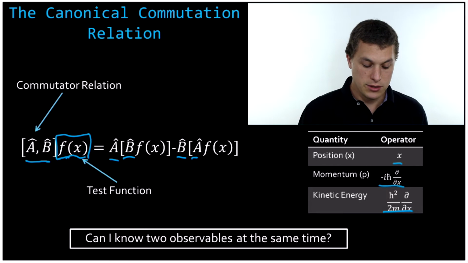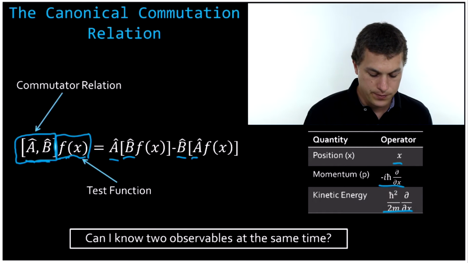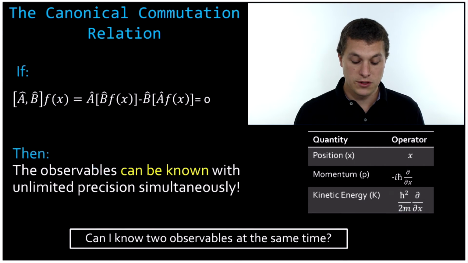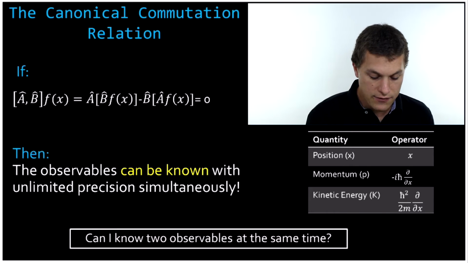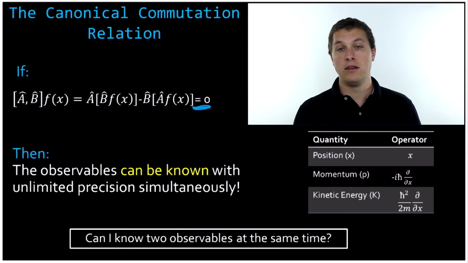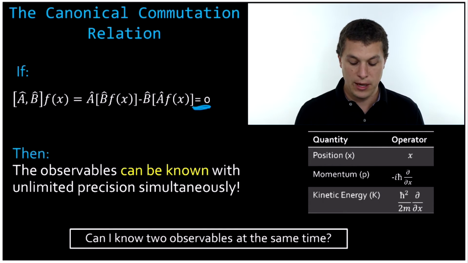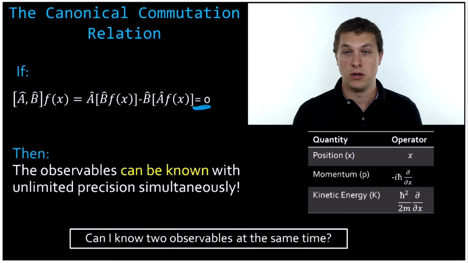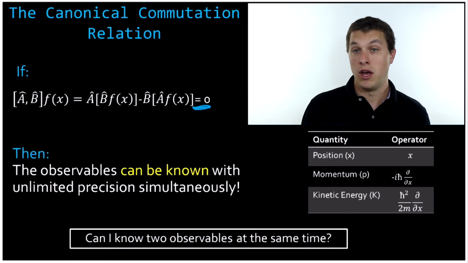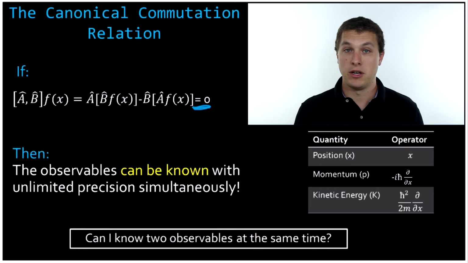So the commutation relation, this expression right here, is applied to a test function. And the way we know if our variables commute is if it's equal to 0. If that relationship spits out 0, then they do commute, and we can know them to unlimited precision at the same time. So for example, say we apply the momentum and kinetic energy operators, and they commute. Well, that means there's no limit on how well I know my kinetic energy based on if I'm measuring the momentum at the same time. So I can measure momentum and kinetic energy of the electron at the same time if they commute, and that's no problem, just like it would be for the classical world.